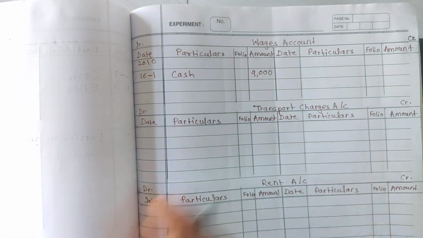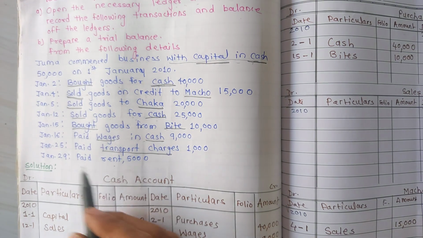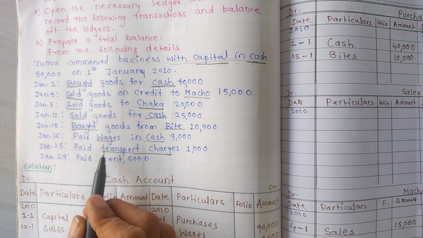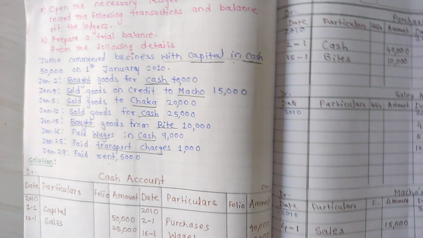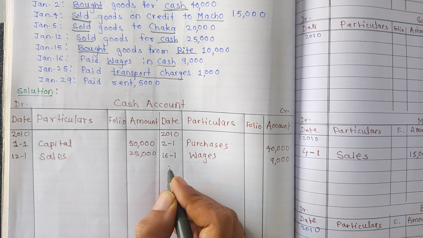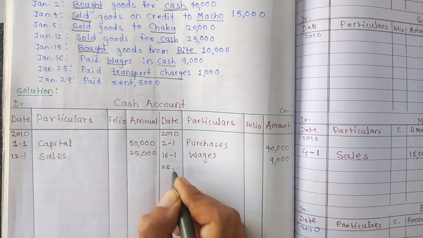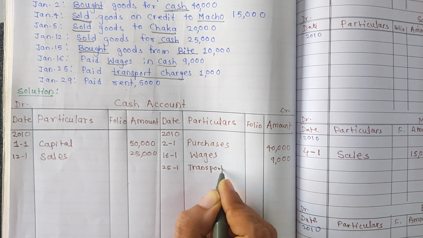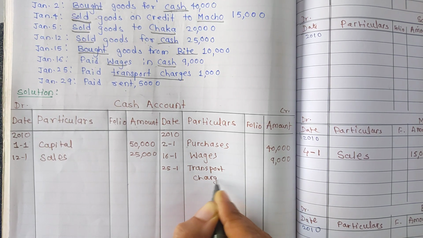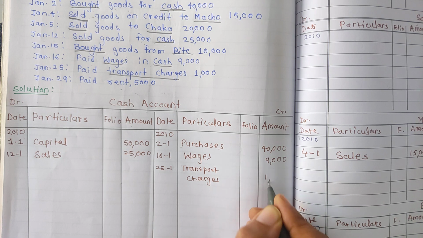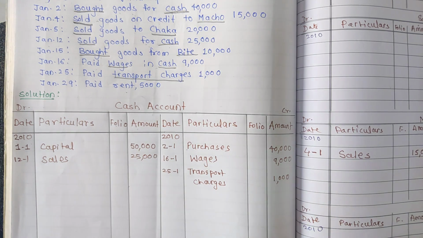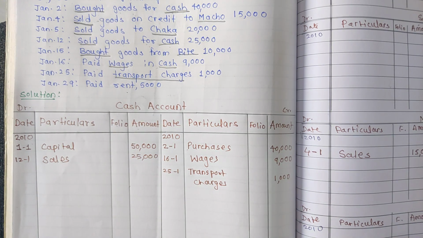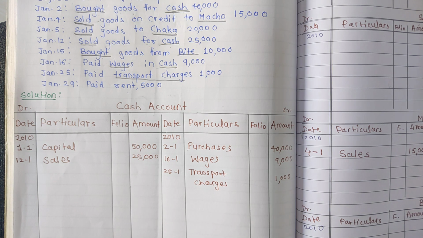9,000. After wages, next on 25th January, paid transport charges. Again there is a payment, cash is going. So in the cash account, write down on the credit side 25th January, transport charges 1,000.